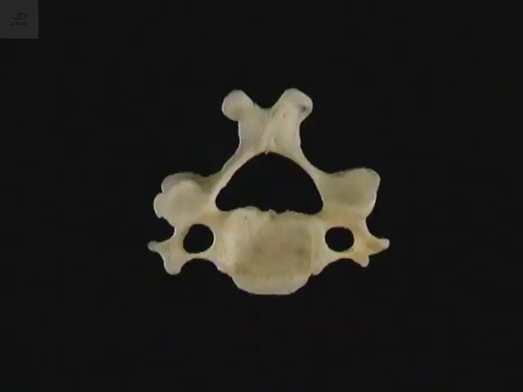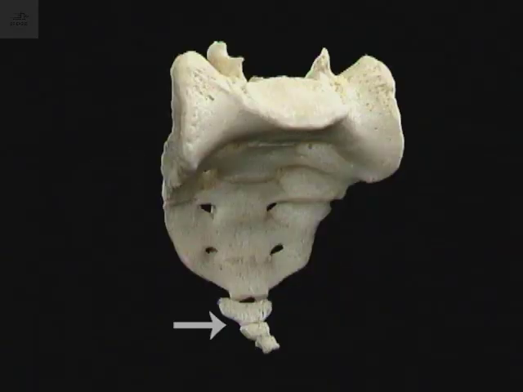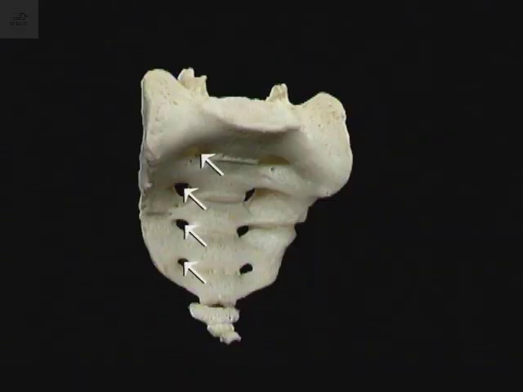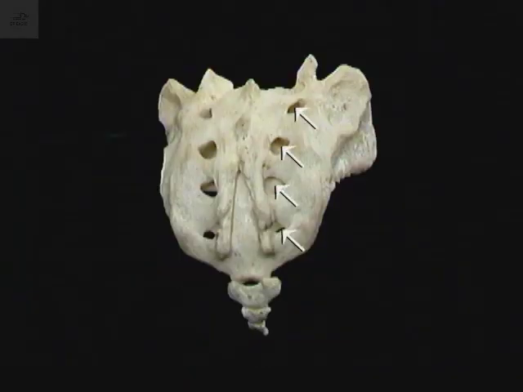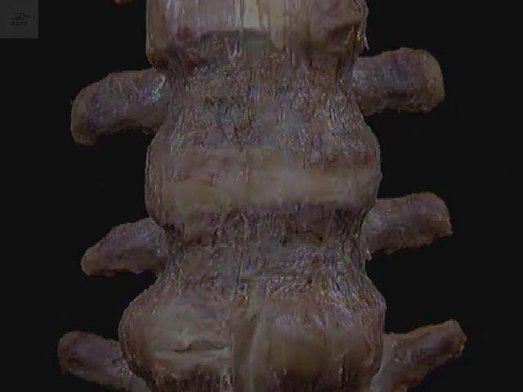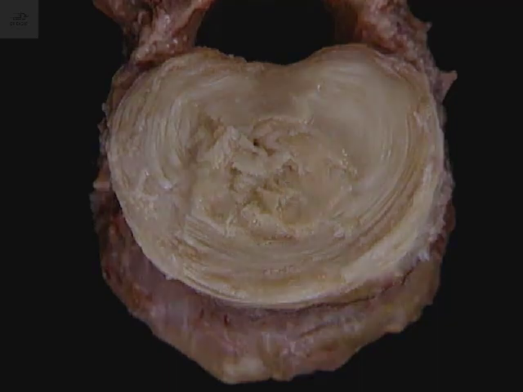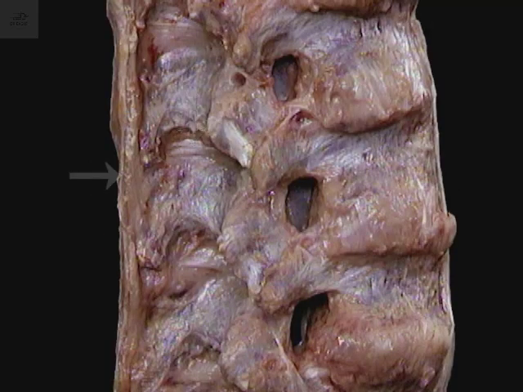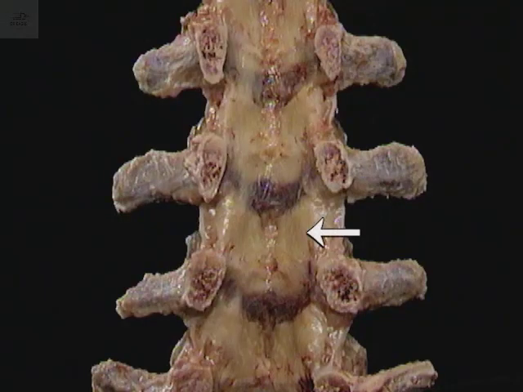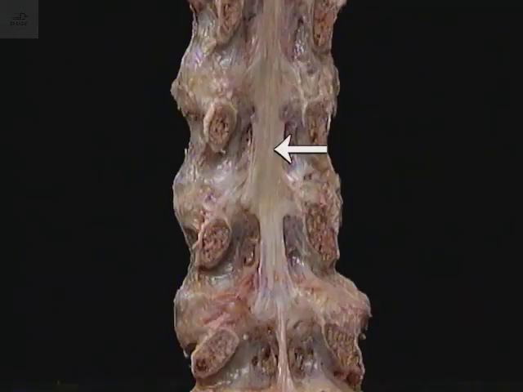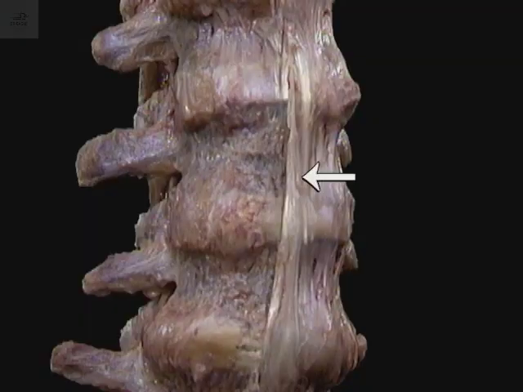In the cervical vertebra, here's the anterior tubercle and the posterior tubercle of the transverse process, and here's the transverse foramen. Here's the sacrum, the coccyx, the pelvic sacral foramina, the dorsal sacral foramina, and the sacral hiatus. Here's an intervertebral disc, the annulus fibrosus, and the nucleus pulposus. Here are the interspinous and supraspinous ligaments, the ligamentum flavum, the posterior longitudinal ligament, and the anterior longitudinal ligament.